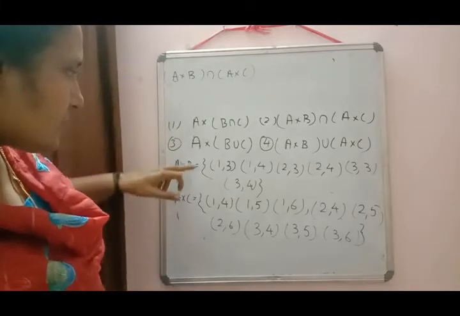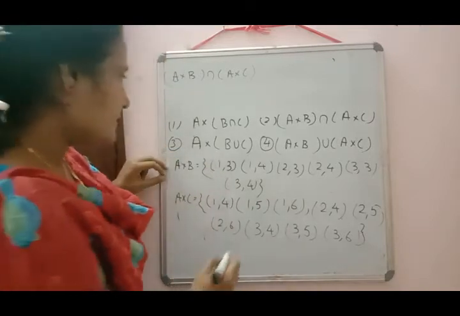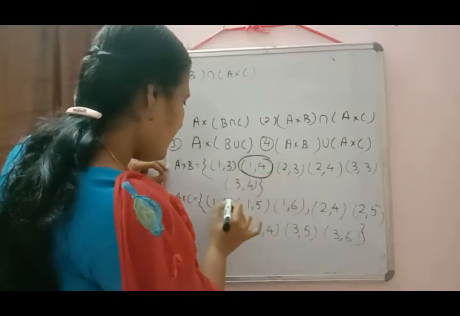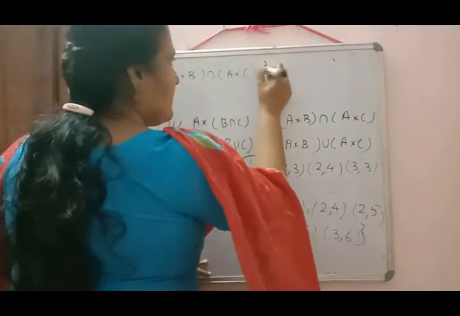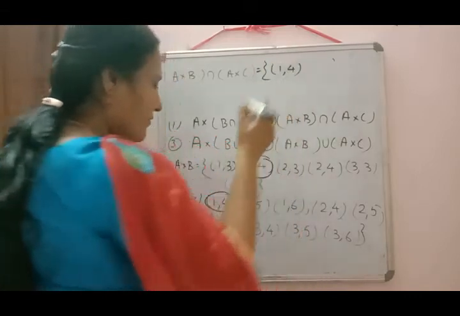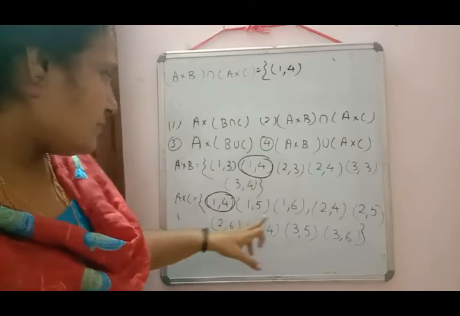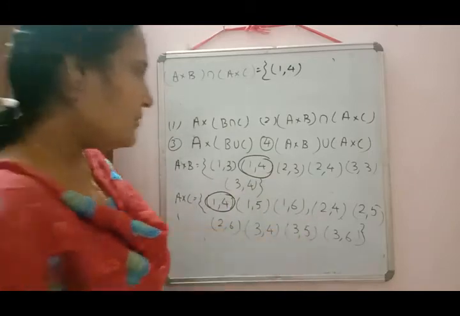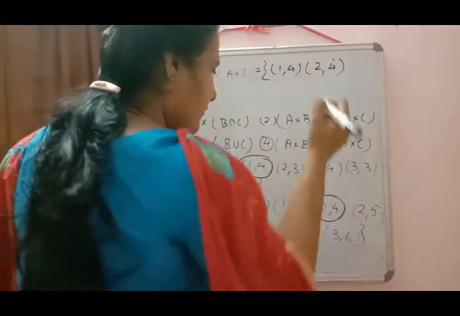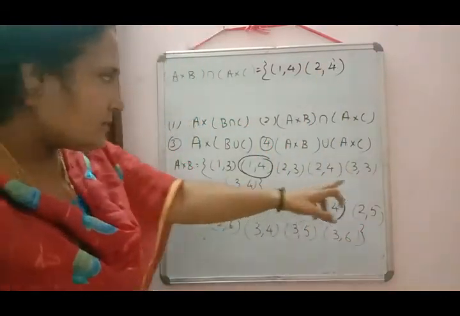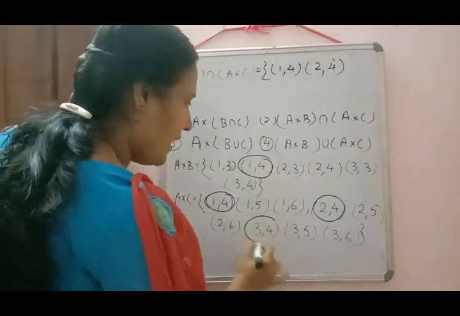Now is anything common? 1 comma 3: we don't have 1 comma 3 here. Yes, we have 1 comma 4, and here also we have 1 comma 4. So the first element we got is 1 comma 4. Then 2 comma 3: we don't have it here. 2 comma 4 we have, so the next element is 2 comma 4. Then 3 comma 3: we don't have it here. 3 comma 4 we have here, common.